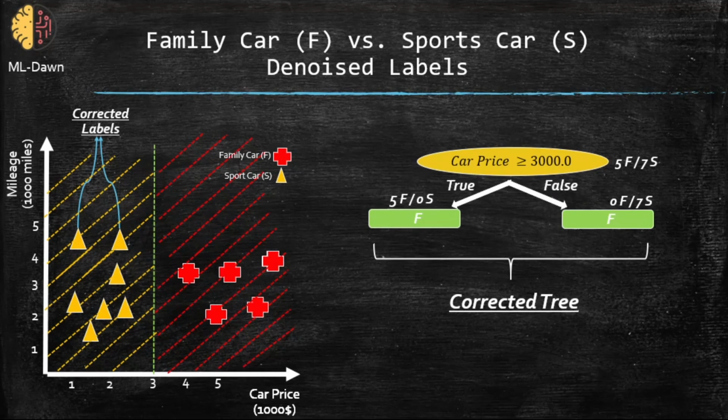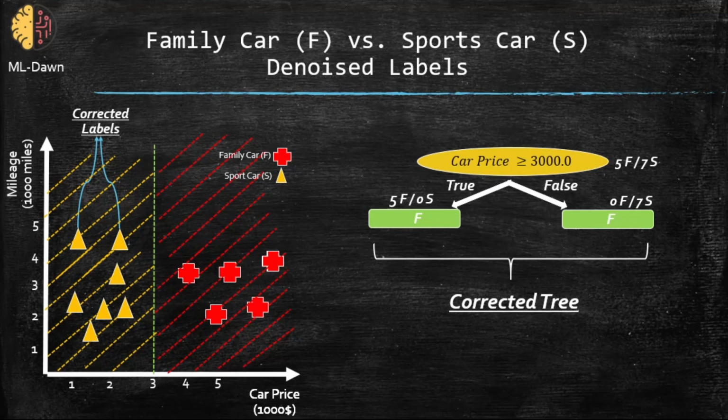So we have car price larger than 3,000. If it is the case, the data falls under the family car class, otherwise the sports car class. And that is how you can see how drastically the corrected labels, or the noisy labels, can change the perception of our algorithm with regard to the input space.